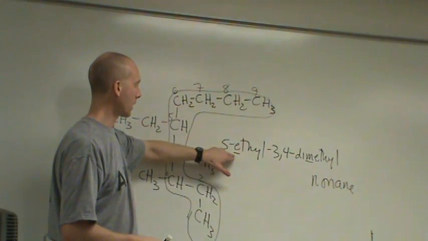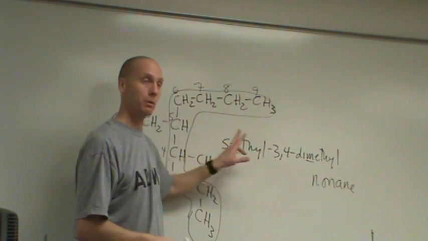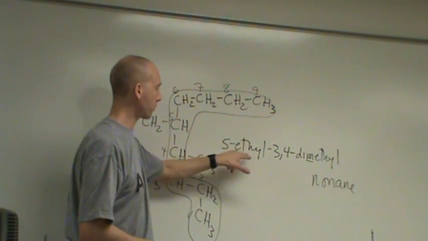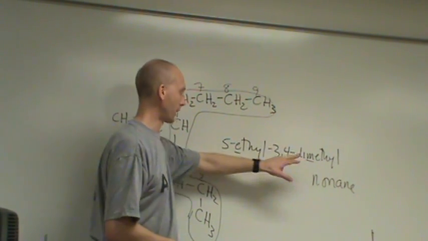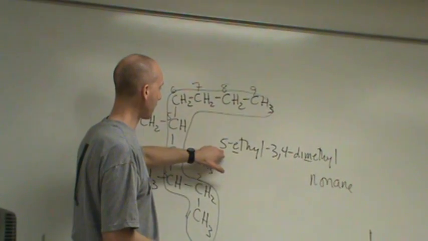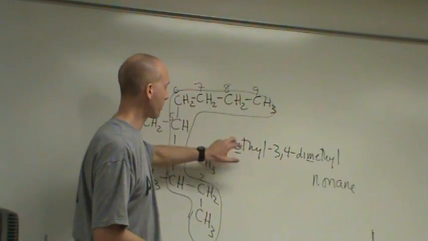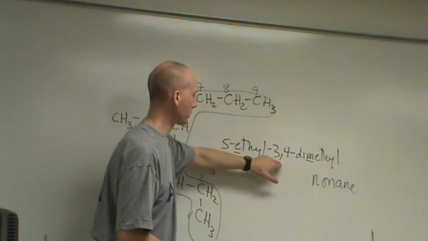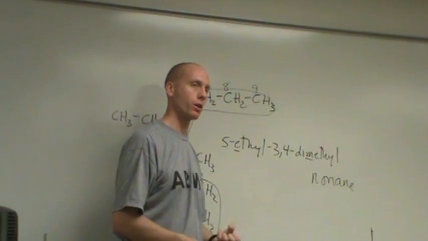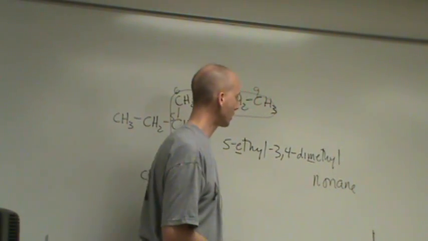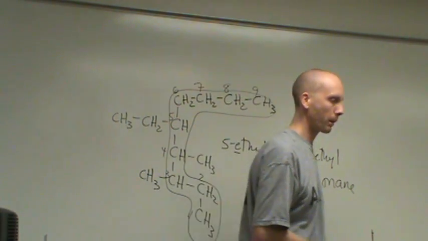Note too, you're not putting them in order of the numbers. You might be tempted to put 3 before 5. No, it's alphabetical order. Another thing that you're seeing is you separate the number from the branch by a dash or a hyphen. If you have 2 or more numbers, they're separated by a comma. So make sure you get your commas and your hyphens straight. And there's no dash or comma before the parent chain.